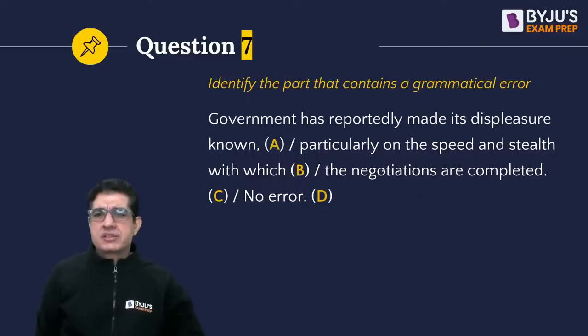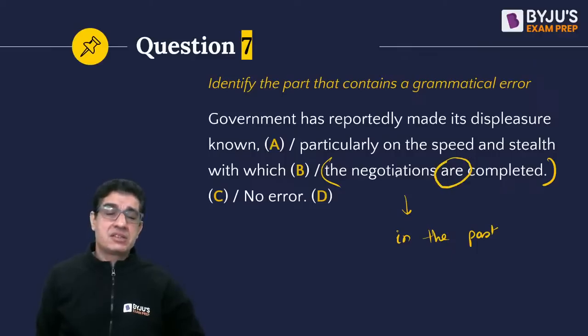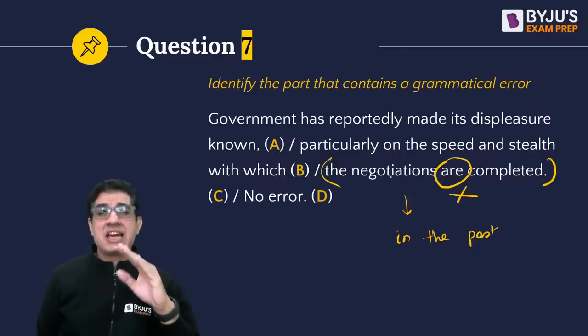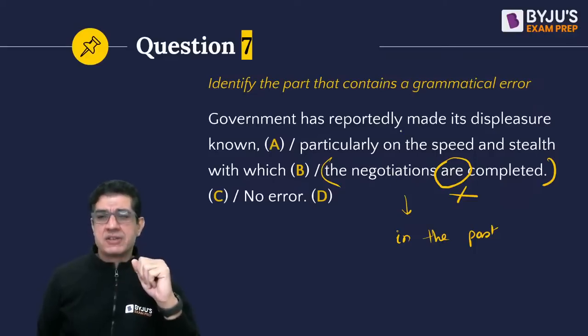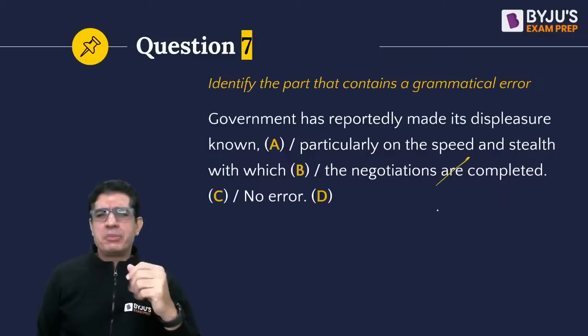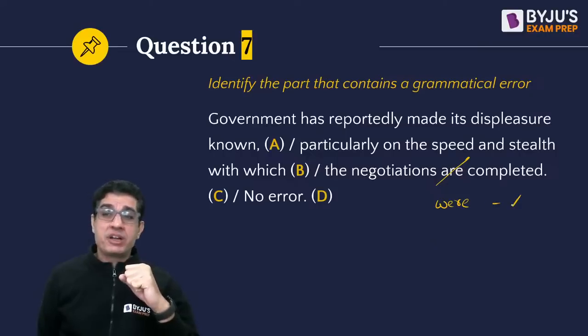So you notice when you talk about these negotiations, they were completed in the past, but this part is stated using simple present. That's wrong. It very clearly needs to indicate that the action took place in the past. So an instinct will be that, okay, in that case, let us use were. The negotiations were completed, but were will also be wrong.